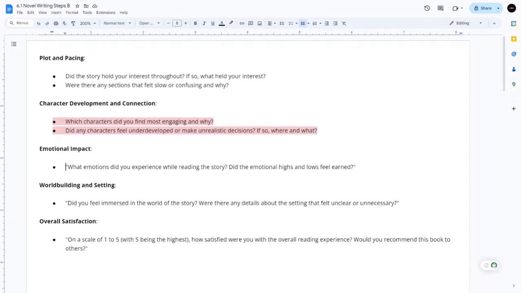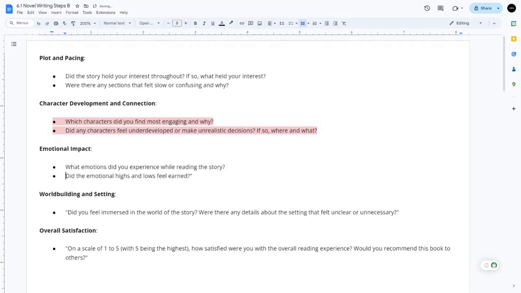Emotional impact. Okay, what emotions did you experience? What emotions did you experience while reading the story? That's a fairly good question where it doesn't necessarily need an extender. This isn't a yes or no, all right? Did the emotional highs and lows feel earned?